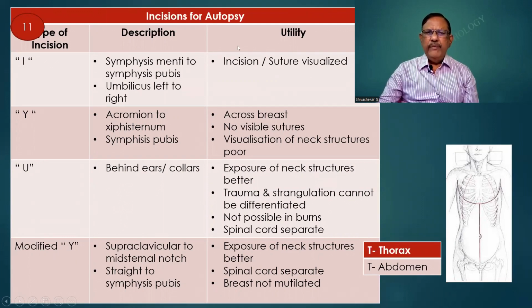In the I shape, we are seeing the suture in the neck, a disadvantage. In the Y shape, it is across the breast, therefore scarring will be there. In a U shape, the breast is being avoided. But even in these cases, the spinal cord will have to be separately studied. The modified Y is there. And in all these, there is a better exposure to the corresponding structures. Once there is an incision, the skin is thrown as a flap onto the face and the dissection continues in the thorax and abdomen.